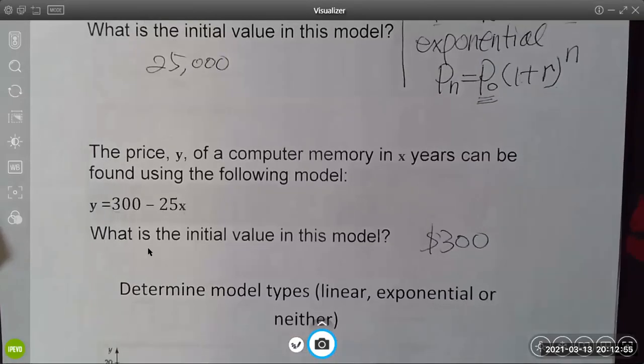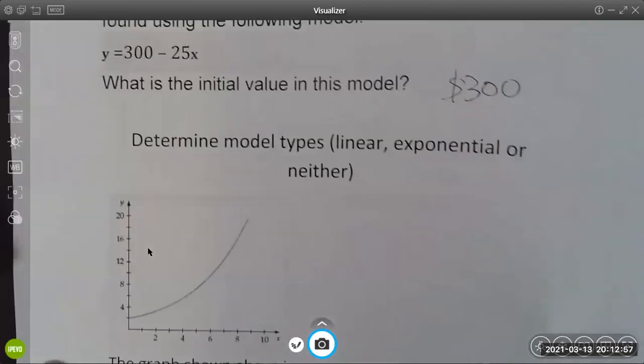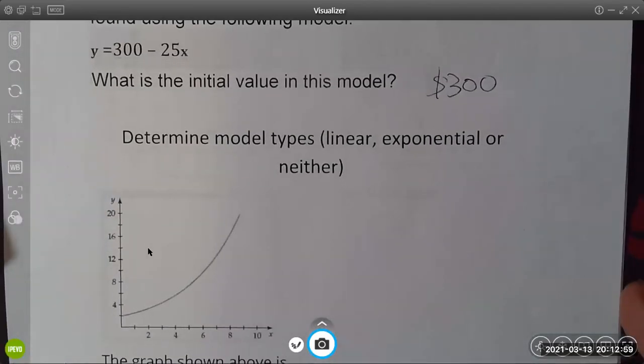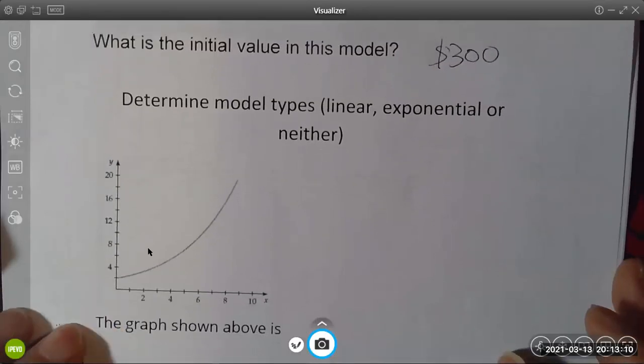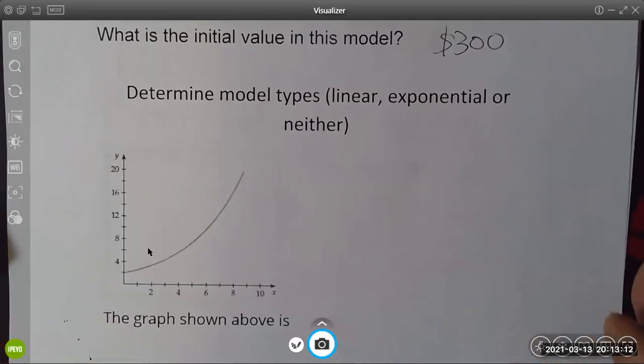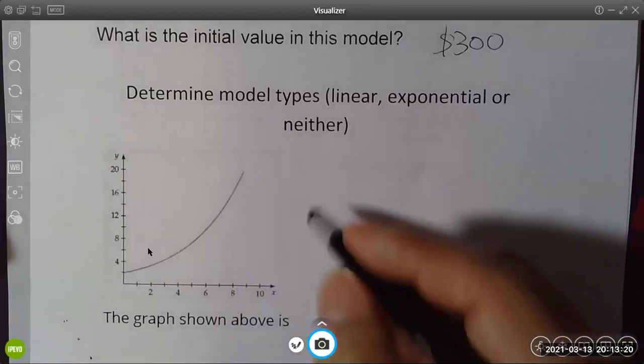Okay, now next one. We want to be able to determine model types. In other words, your answer is going to be one of these three: either linear, exponential, or neither of these two. First of all, we are given a graph. This whole thing is about identifying what kind of model you have by looking at a graph. So this graph above is an exponential model.